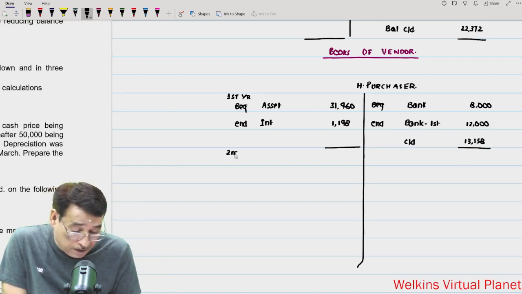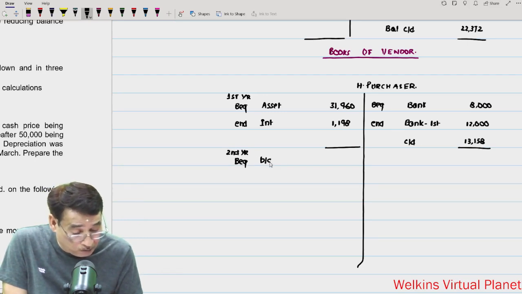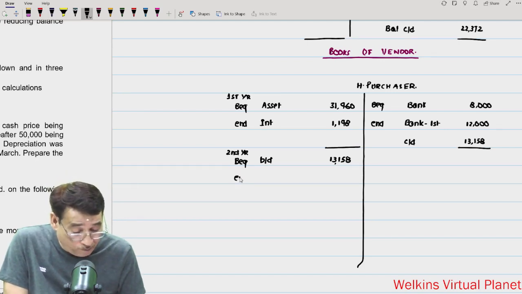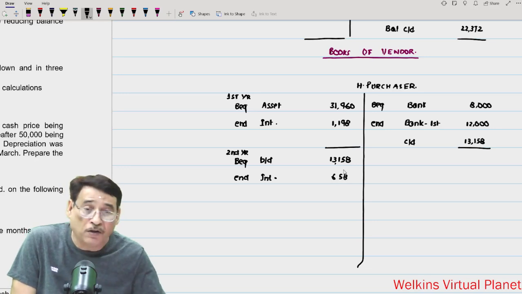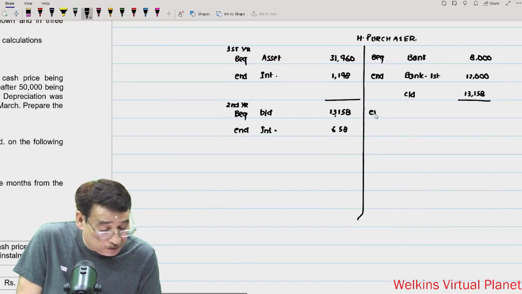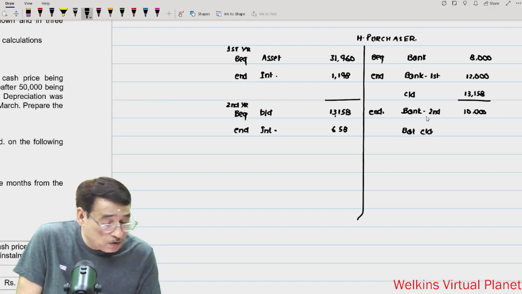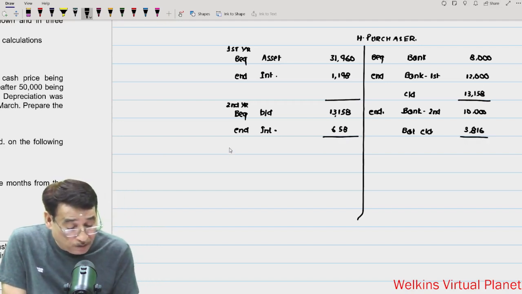Then we will reach the second year. In fact, we will enter into second year. And in the beginning, we will write here balance brought down 13,158. Then at the end of the year, we are going to pass the entry for interest. Hire purchaser account debit to interest account. Now, interest in the second year, if you remember, is equal to 658, isn't it? Then we are going to receive the second installment. What is the amount of second installment? That is 10,000. Now you will simply write balance carried down. As far as balance carried down is concerned, that is 3816. So this is as far as second year is concerned. Then third year.